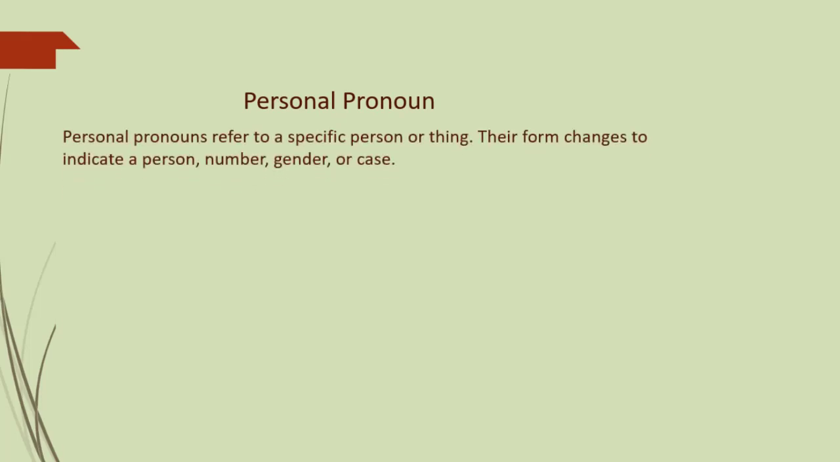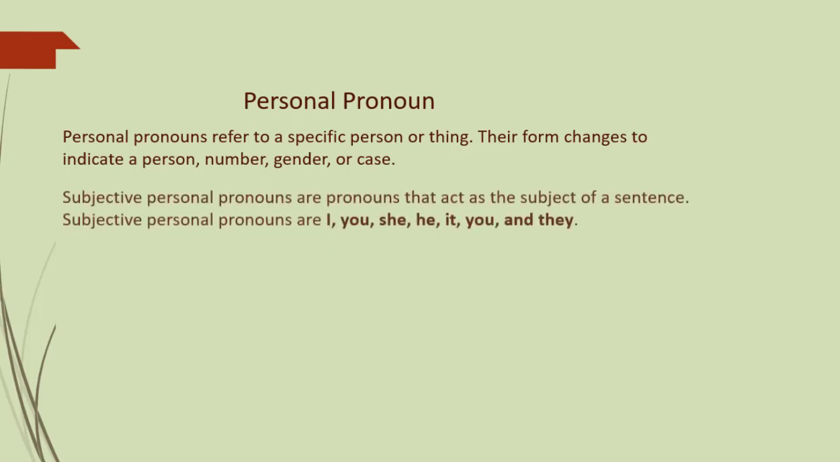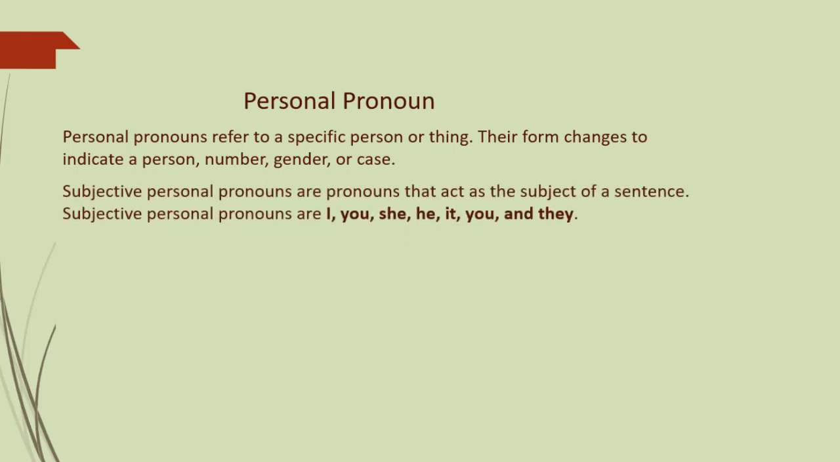Let's learn it in some detail. Personal pronouns refer to a specific person or thing. Their form changes to indicate a person, number, gender or case. Subjective personal pronouns are pronouns that act as the subject of a sentence. Subjective personal pronouns are I, you, she, he, it, we, you and they.